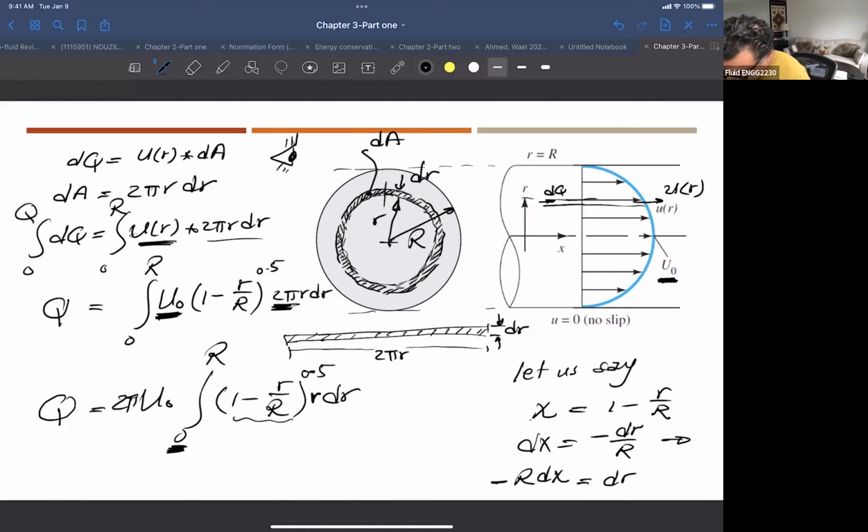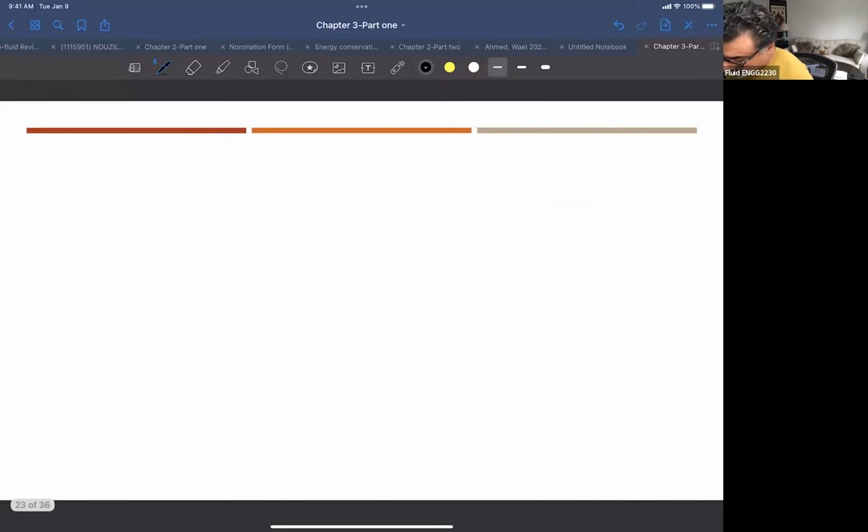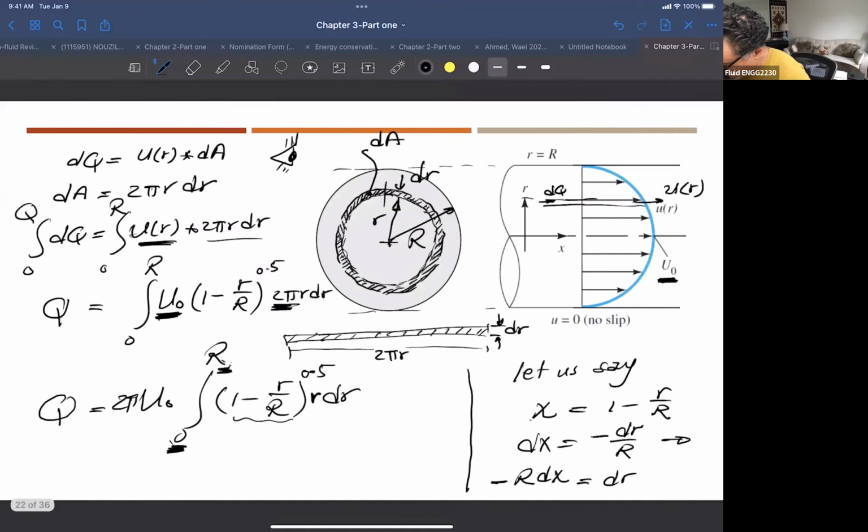Okay, what else? When I am integrating with certain limits, I have to consider the limits of the integration. So from the same equation, r is 1 minus x times R, from this equation.